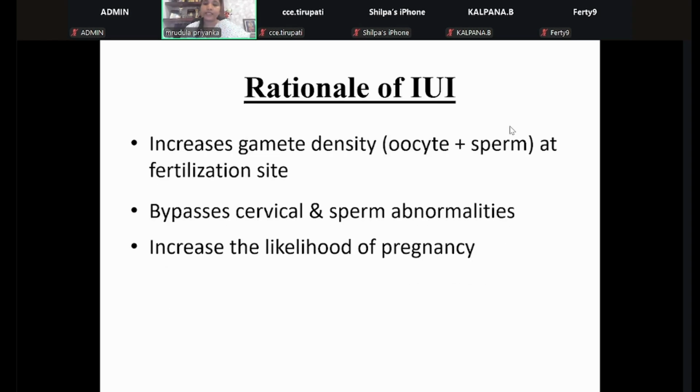So, what is the rationale of IUI? The rationale of IUI is to increase the gamete density, both oocytes and sperm, at the fertilization site, to bypass the cervical and sperm abnormality, so that we can increase the likelihood of pregnancy.